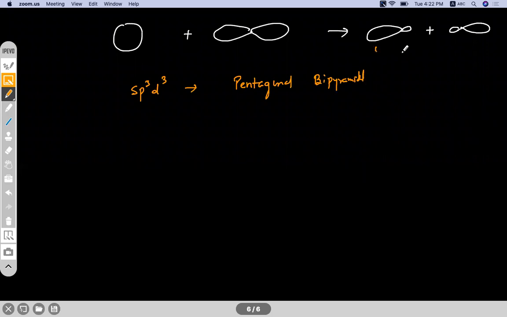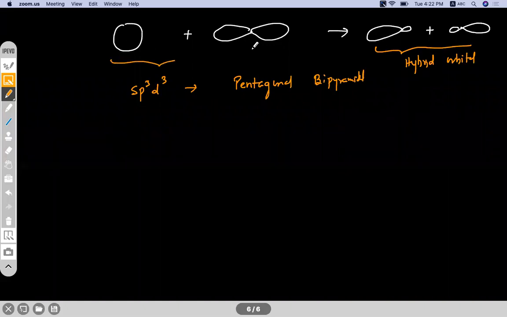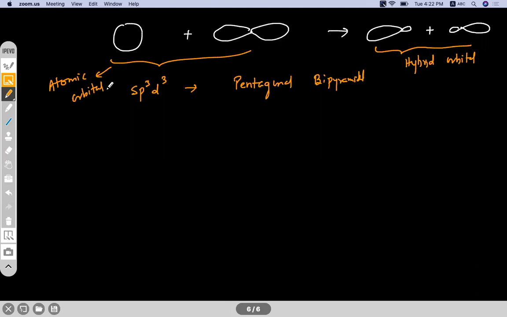So these are hybrid orbitals, and these are atomic orbitals of the same atom, obviously. Atomic orbitals of the same atom.